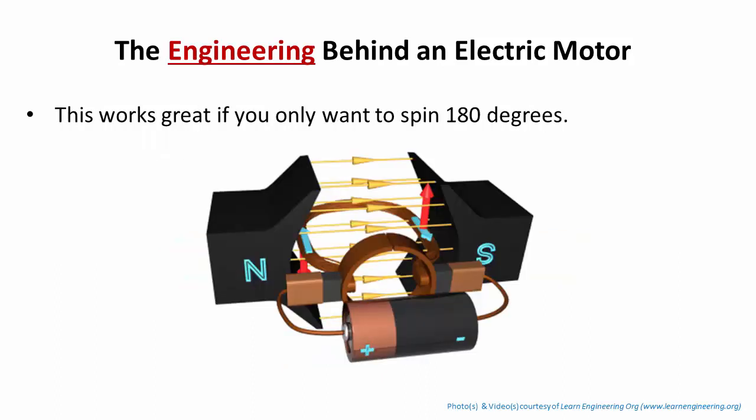So this is a much better image of a DC motor, a very simple DC motor. And this is from a company called learnengineering.org. They have some really great visualizations of some of the engineering concepts, and I got these from their website on a DC motor. If you look at this, let's say we have a permanent magnet here, north and south. You can see the magnetic field lines going from north to south right there.